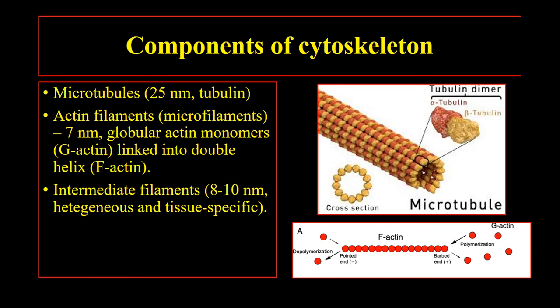The next type of cytoskeleton is called actin filaments, or in other words microfilaments. This type of cytoskeleton has a diameter of 7 nanometers and consists of globular actin monomers, G-actin. Look at the picture, it looks like that, linked into a double helix, which is called F-actin or fibrillar actin. G-actin means globular actin and F-actin means fibrillar actin.